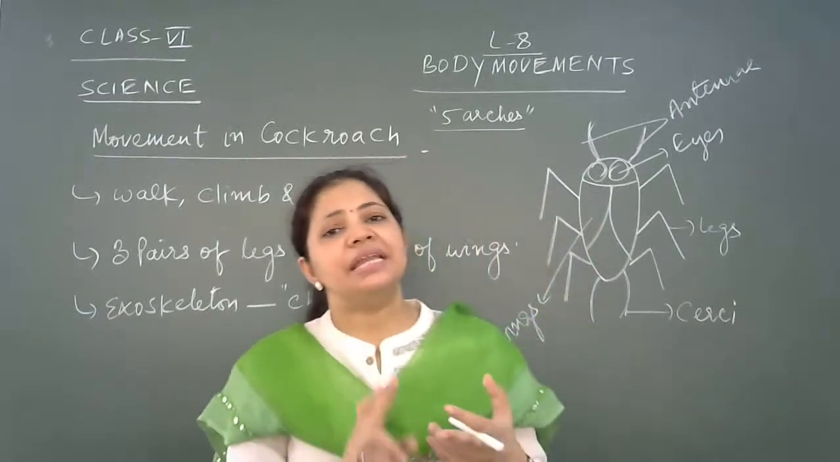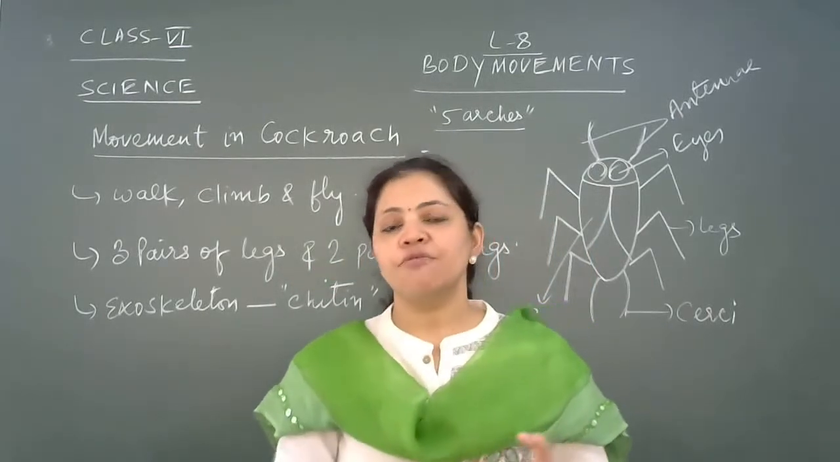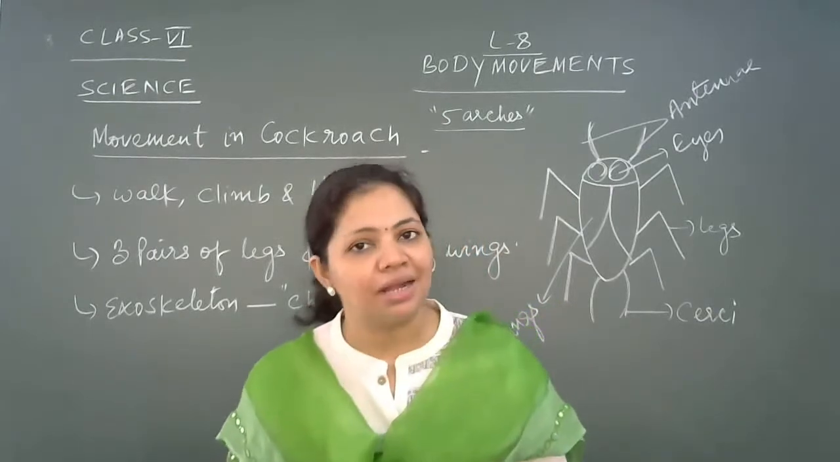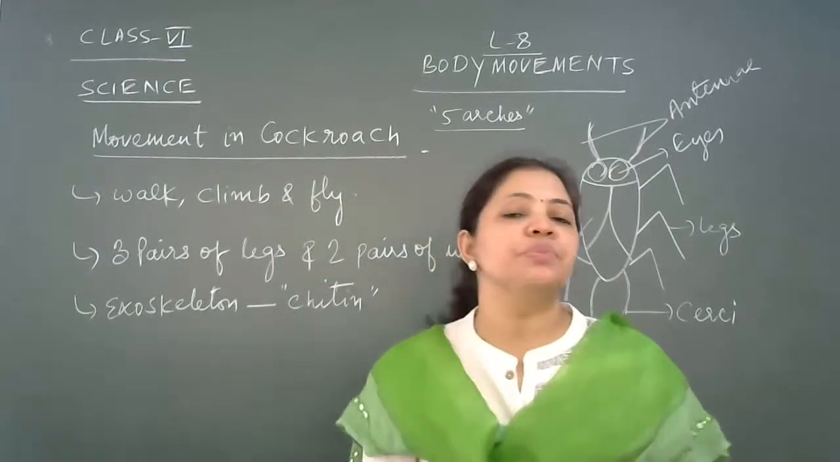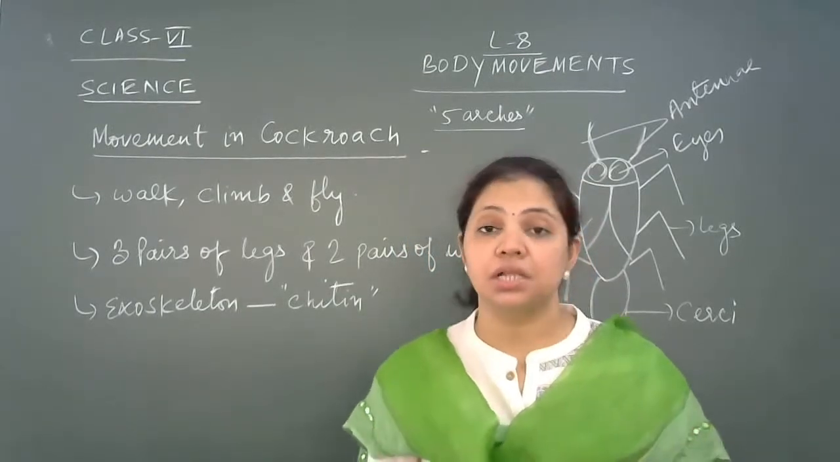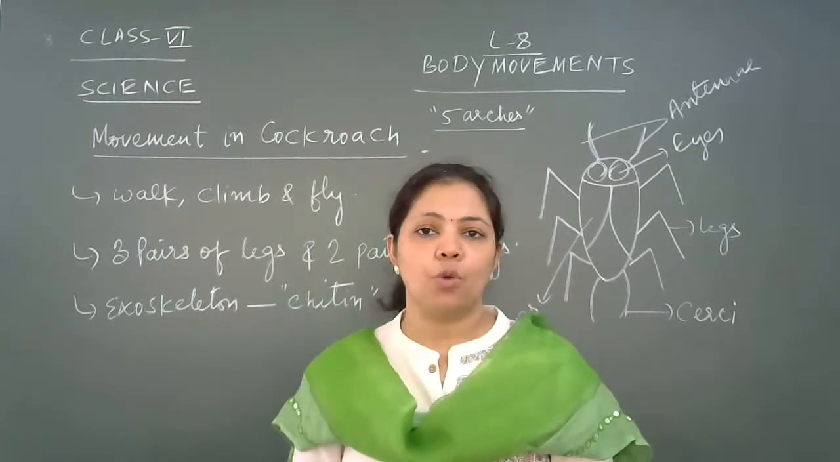Second thing, in case of earthworm, there are no antennae. In case of earthworm, there are no bones and cartilages. In case of earthworm, the complete body is made up of only muscles, right? Only muscles are there in the body of earthworm.